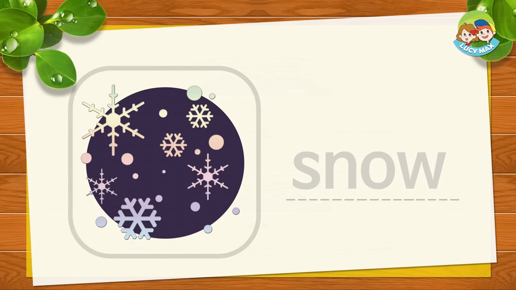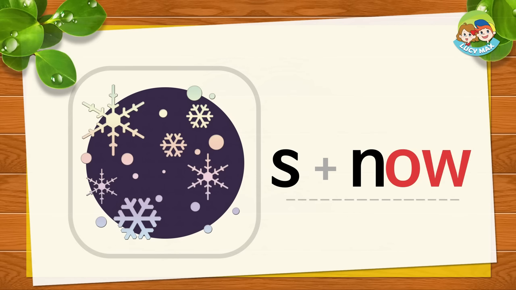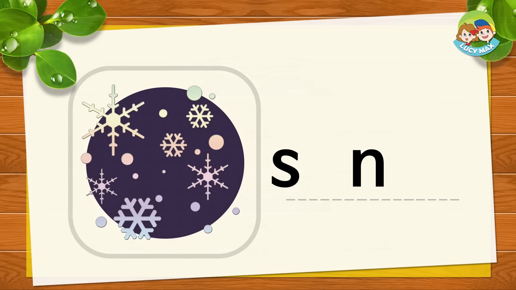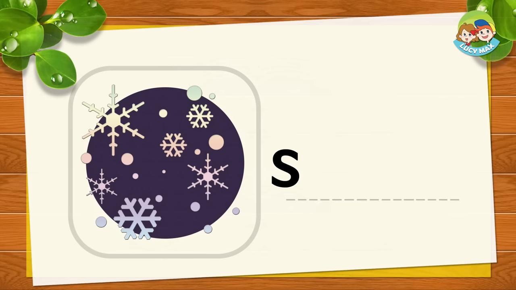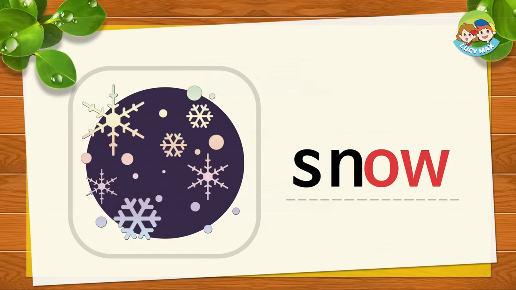There is snow. S, N and O together is snow. S, N, O. Snow. Now you try. Do you see snow in summer or winter?